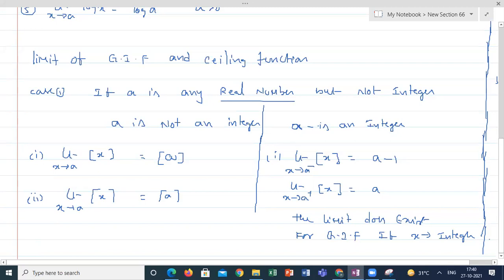Anyone having any confusion in this? Students, please. Students, please respond.